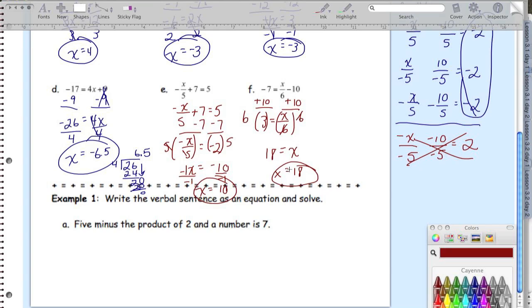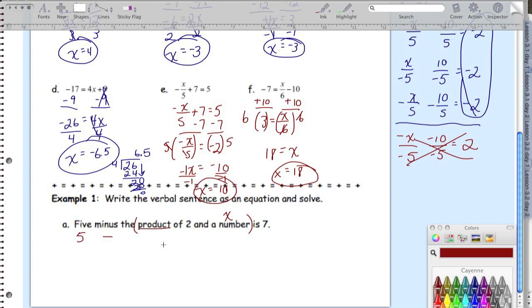Here we have sentences written in verbal form. We want to write them as math sentences. So, 5 minus the product of 2 and a number is 7. 5 minus the product of 2 and a number. Well, we don't know the number, so that's our variable.